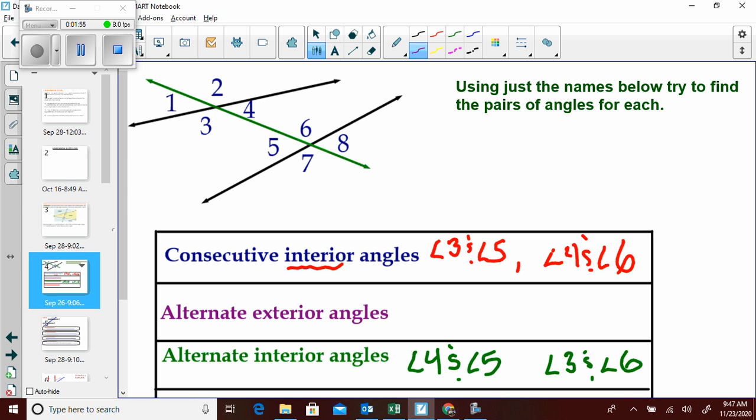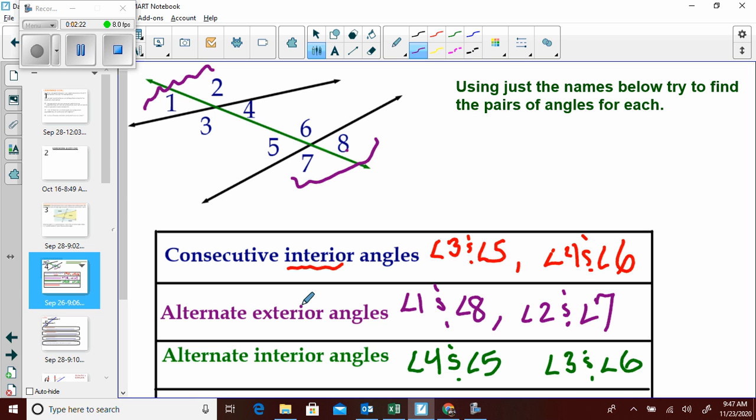Alternate exterior. So exterior has to be these or these. They're on the outside. But I want alternate exterior angles, so they're on alternating sides of the transversal. So 1 and 8, 2 and 7. So alternate exterior angles have to be on the exterior, and they alternate: 1 and 8, 2 and 7.